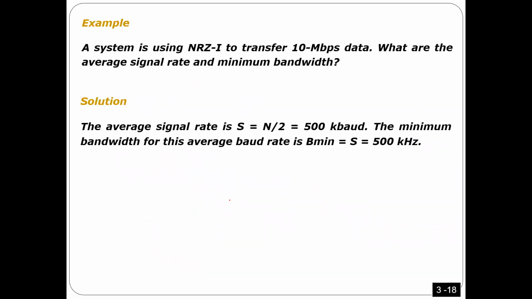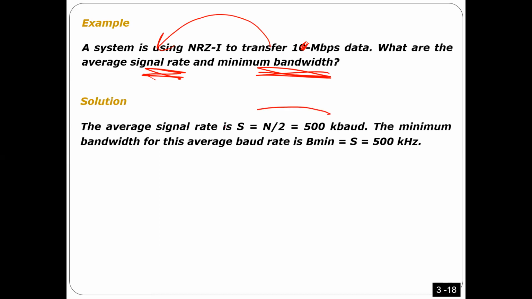So here I give you just a very simple example. In the case of non-return to zero inversion, our data rate, by the way, this is not 10, this is only 1, okay? Here I'm asking you to calculate the signal rate and the minimum bandwidth needed. The minimum bandwidth is equal to the signal rate, minimum. You can have more, but that's the minimum bandwidth you have, okay?